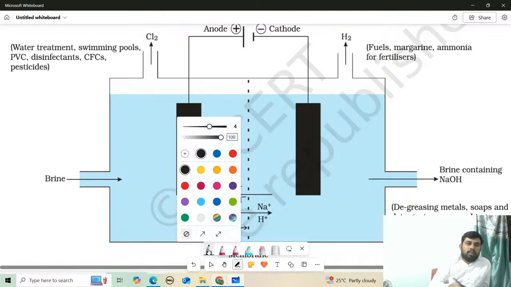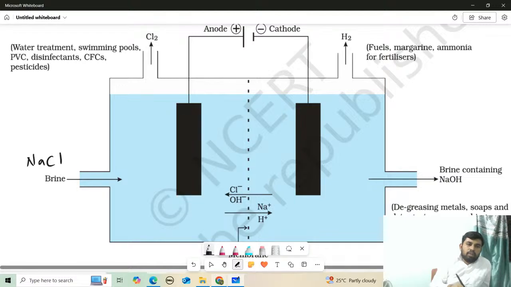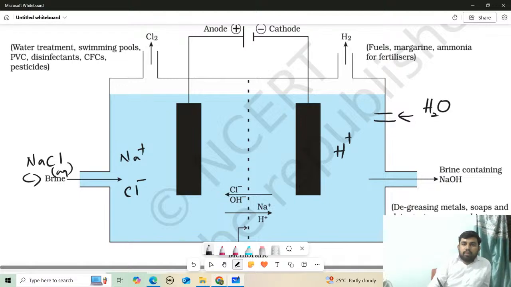Some Na plus ions. From here we are sending NaCl aqueous, which is called brine. Brine means aqueous NaCl. It means Na plus ions and Cl minus ions are introduced here. Similarly, from here we are sending one more: water. From water, H plus ions and OH minus ions are produced here.